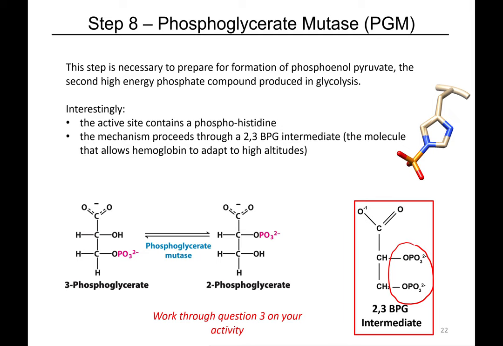So the idea here is in the active site you have a phosphorylated histidine, and that phosphate is the source of the second phosphate in our 2,3-BPG intermediate. It's a fairly straightforward mechanism. Go ahead and take a few moments to try to work through it by yourself.